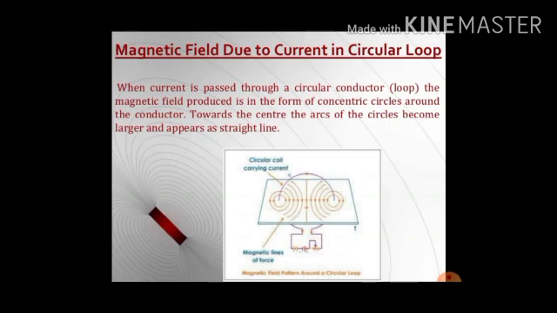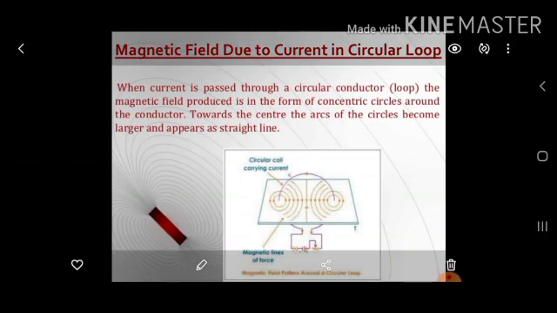By the time we reach the center of the circular loop, the arcs of these big circles would appear as straight lines. Every point on the wire carrying current gives rise to a magnetic field appearing as straight lines at the center of the loop. Here you can see in the diagram. The curves are becoming straight, and finally you can see a straight line at the center in between these 2 points of the coil. So this is the pattern of magnetic field due to a current through a circular loop.